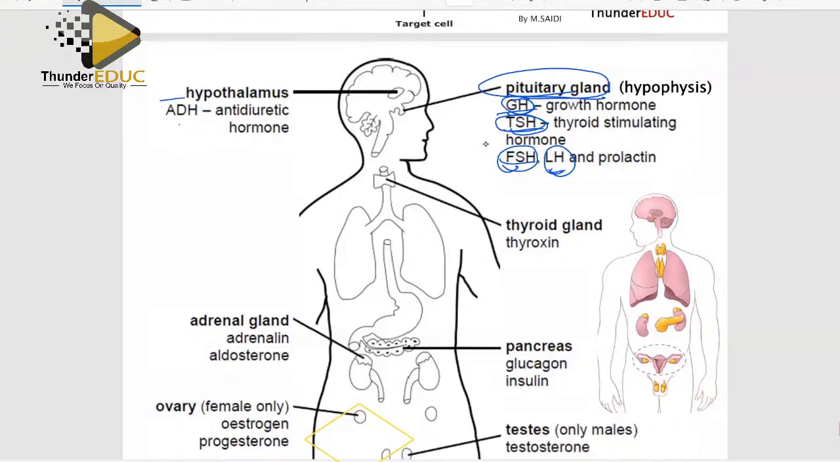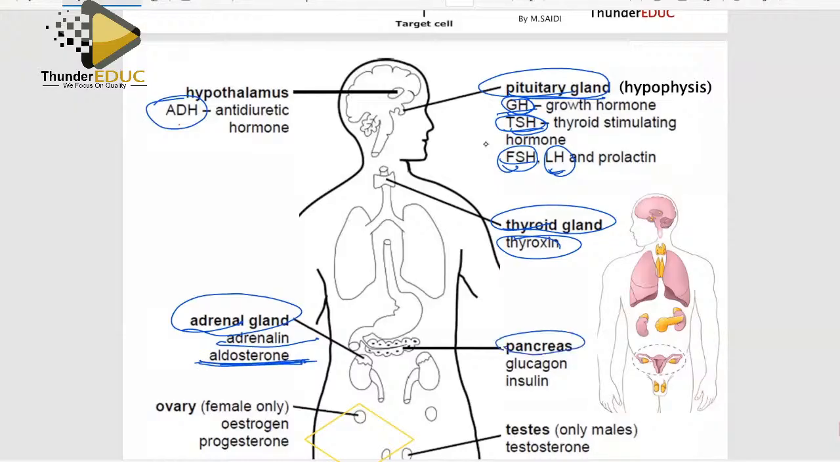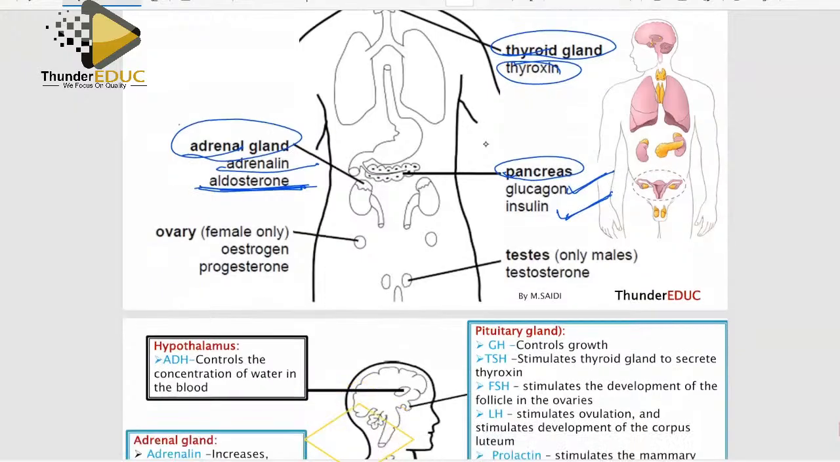The hypothalamus produces ADH, antidiuretic hormone. The thyroid gland produces thyroxine. The adrenal gland produces adrenaline and aldosterone. Then the pancreas produces glucagon and insulin. Then the ovary produces estrogen and progesterone. These ones we know. The testes produce testosterone.